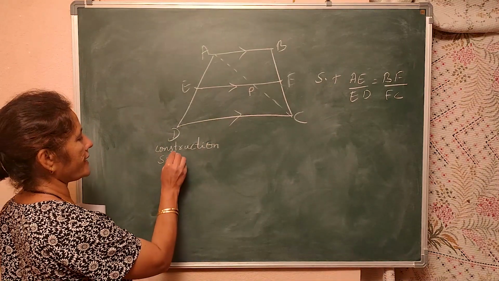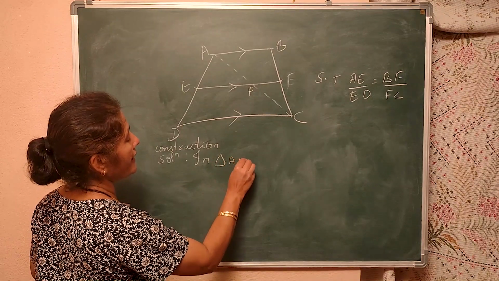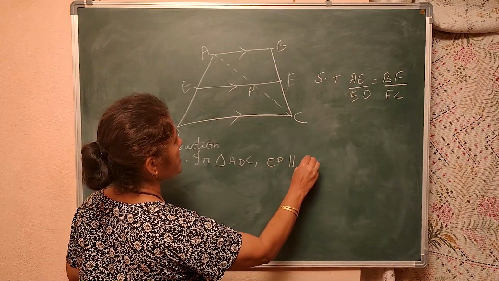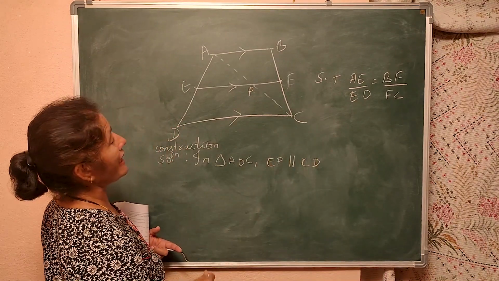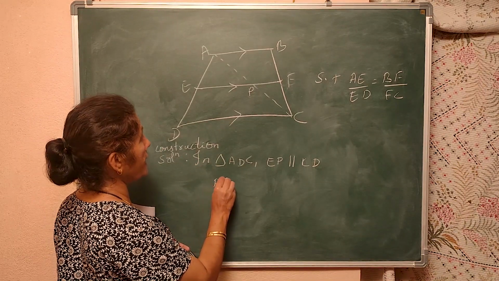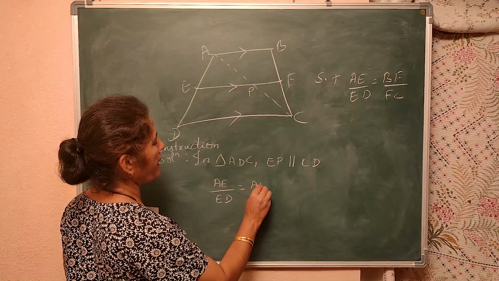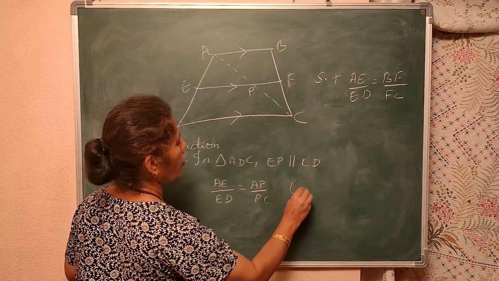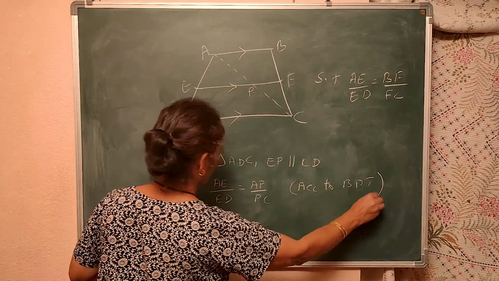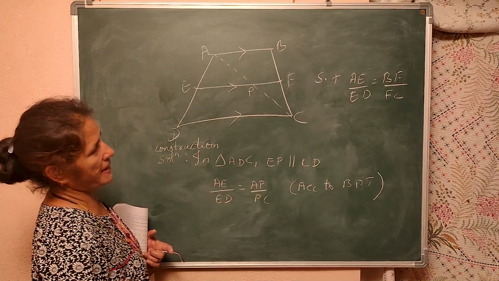How can I start the solution? In triangle ADC, EP is parallel to CD. So what can I say according to the basic proportionality theorem or Thales theorem? AE by ED is equal to AP by PC according to the basic proportionality theorem. So, AE by ED is equal to AP by PC. Call it 1.